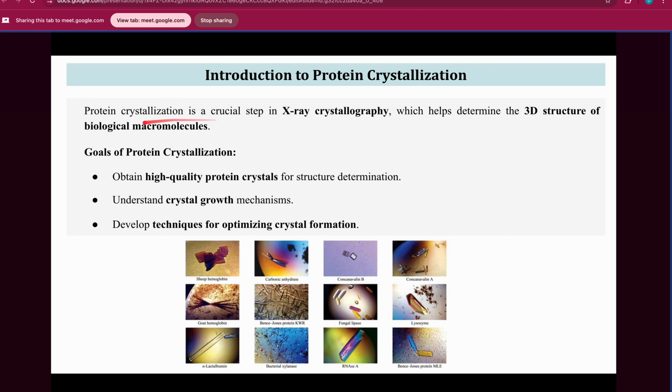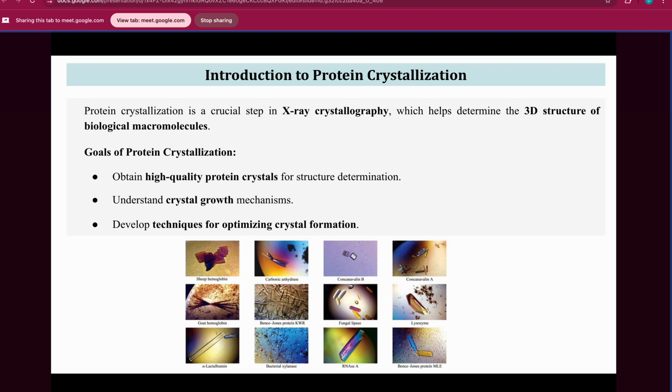So now, if we talk about protein crystallization, it is a crucial step which helps to determine the 3D structure of biological macromolecules. Now, what are the goals of crystallization? The first goal is to obtain high quality protein crystals for structure determination. The second aim is to understand crystal growth mechanisms and ultimately to develop techniques for optimizing crystal formation. Because if we have proper crystals in our hand, then we will be able to observe them using X-ray crystallography. So crystallization is the major step responsible for proper X-ray diffraction patterns.